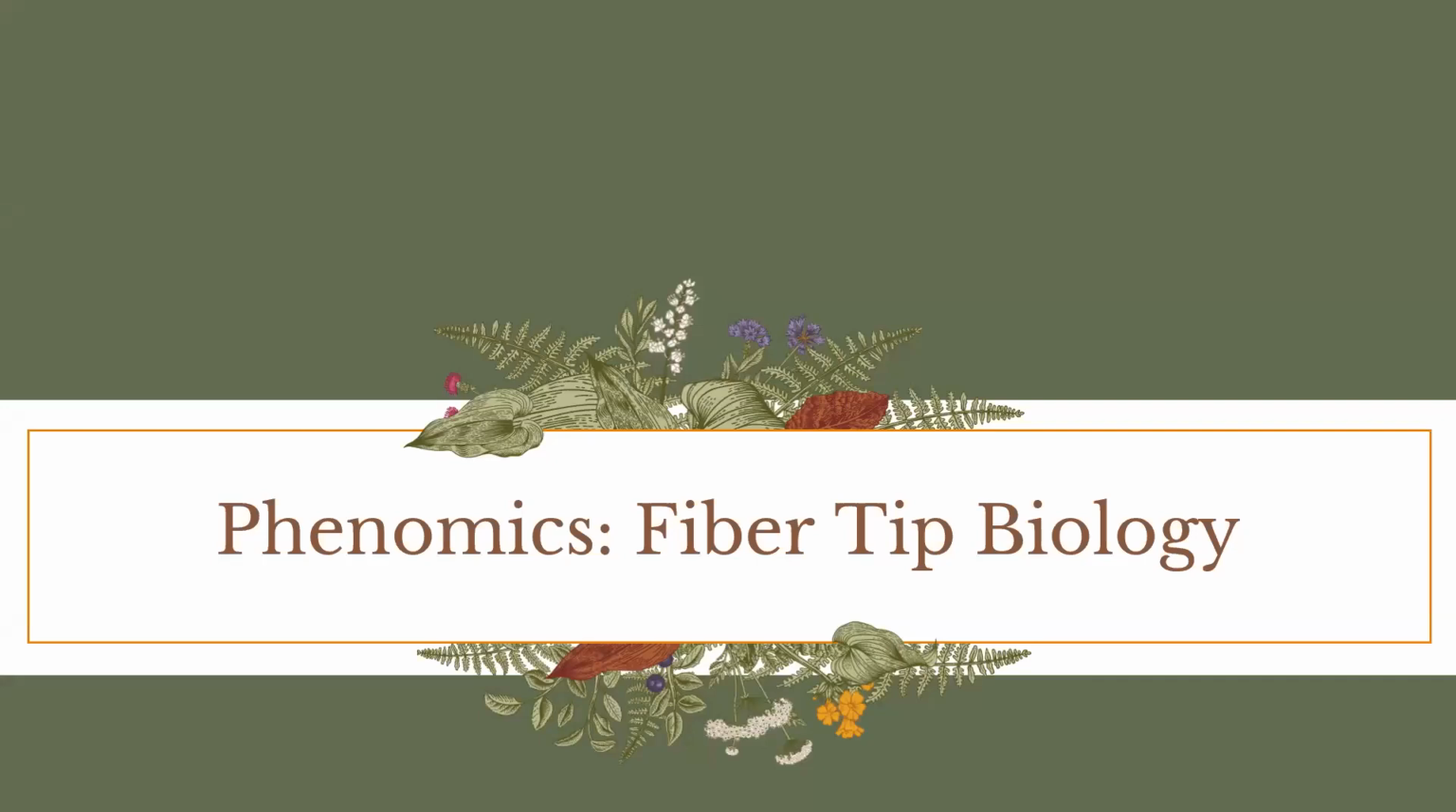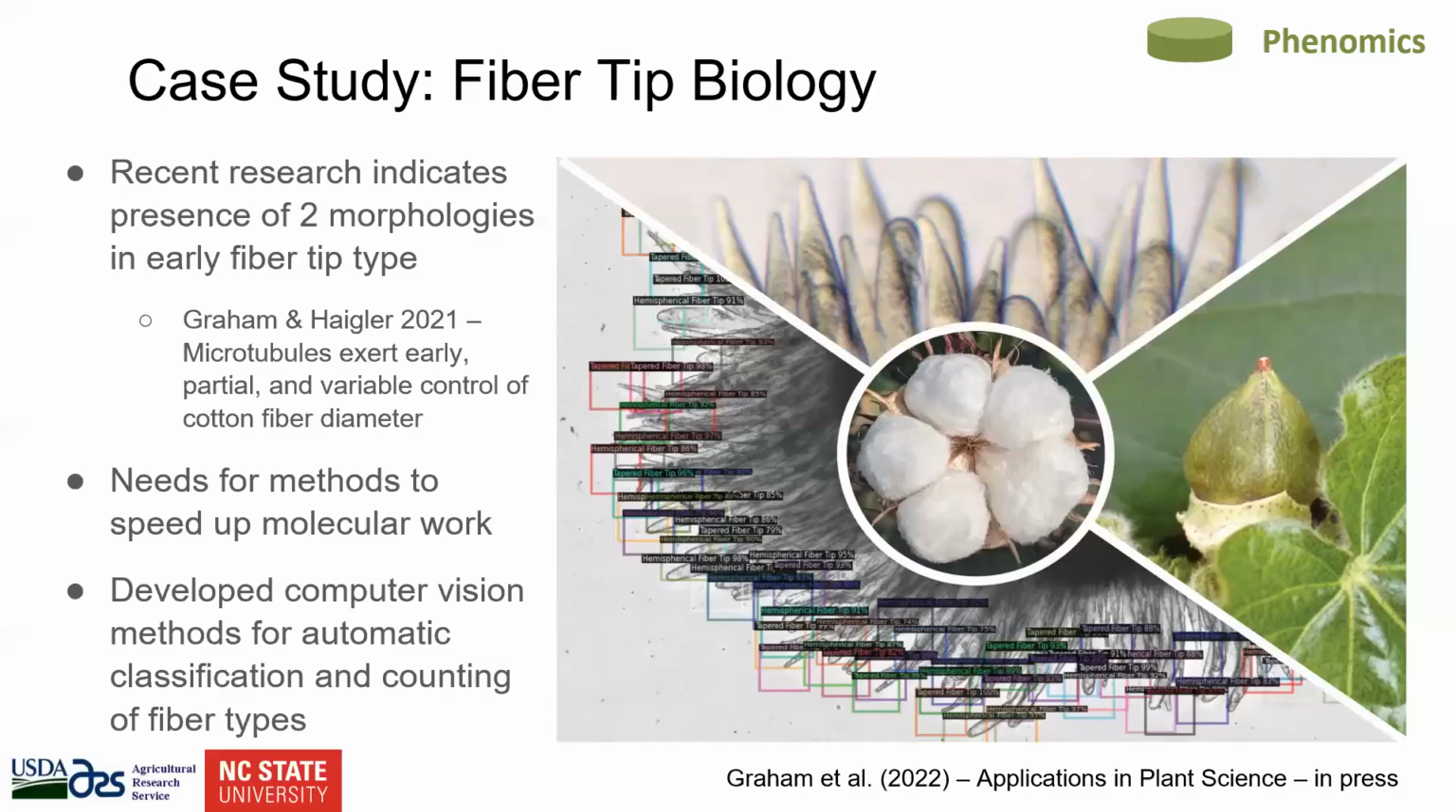The second collaboration that I'd like to highlight today is looking into the phenomics of fiber tip biology. And this is a case study for an example of things that we are working with breeders to think about collecting data at a much higher data rate. So recent research had indicated that the presence of 2 morphologies exist in early fiber tip types. So you can see that depicted here in the figure where you can see pointed tip types, as well as some hemispherical tip types published by Graham and Hagler in 2021.